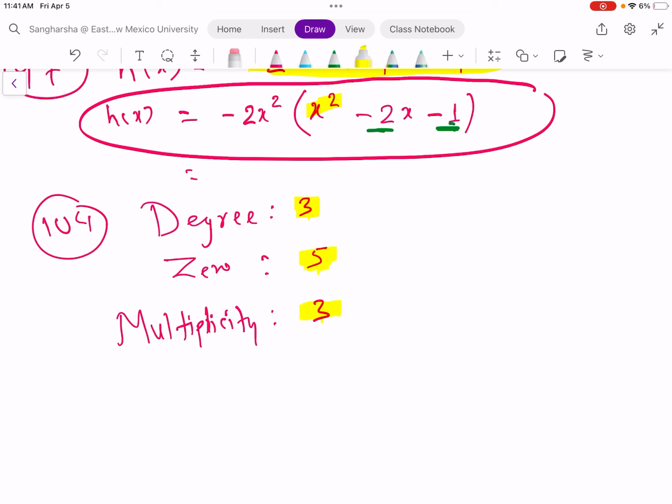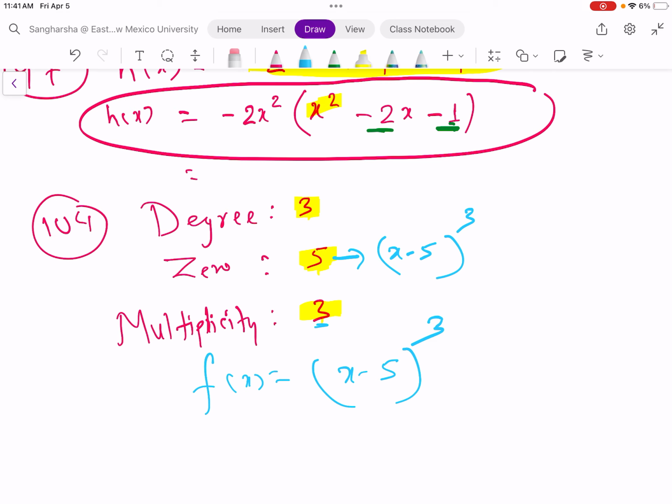Did you all have that? X minus 5 cube? That's right. So here, I thought this one is interesting. But yeah, that's correct. So the corresponding factor is x minus 5, right? So multiplicity, this 3 goes here. So your function f of x is x minus 5 cube.